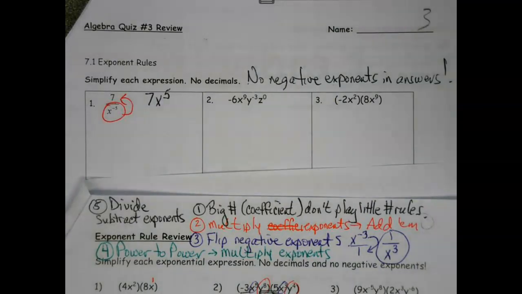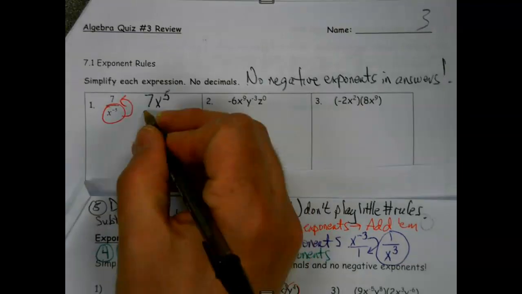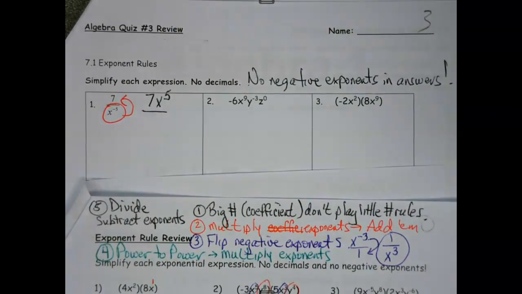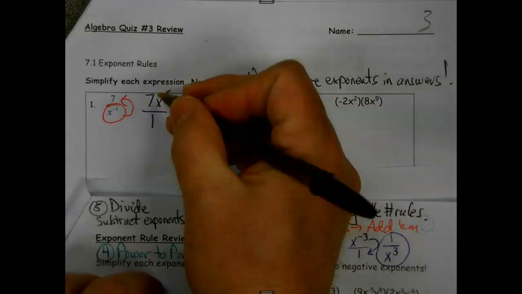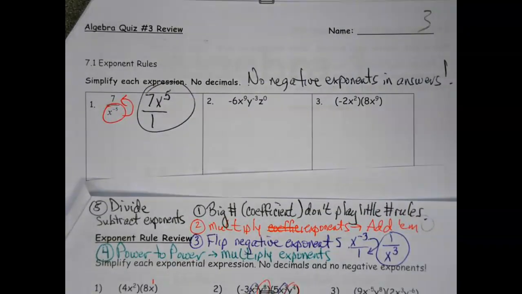The question then from people is, well, if that's true, what's left in the denominator? Because that went up to the top. I can either put a 1, or I can just leave it as 7x to the 5th because we assume the 1 is there. That's it. I did one flip, I'm done. We're keeping life simple.